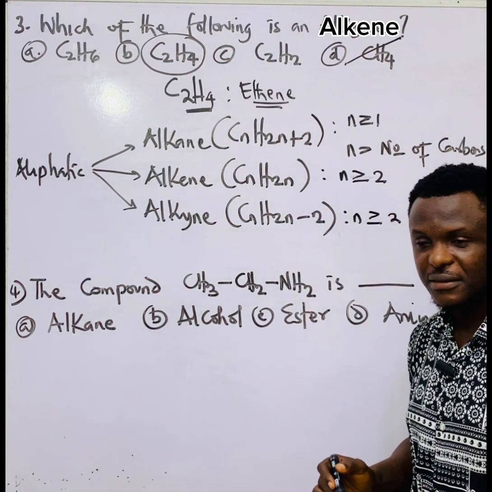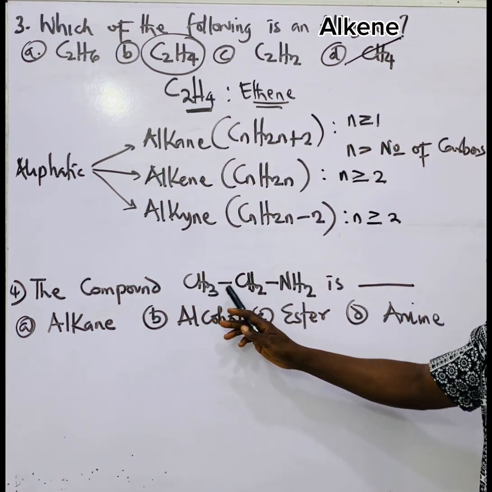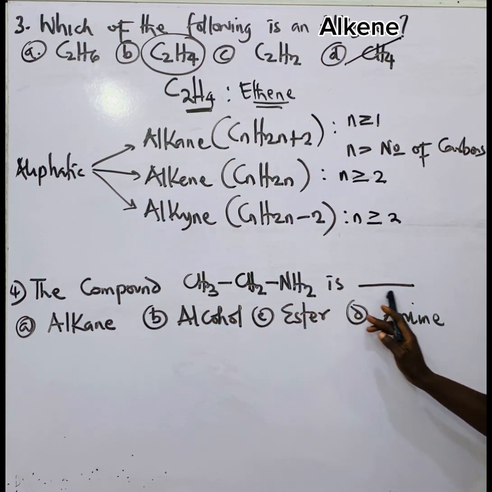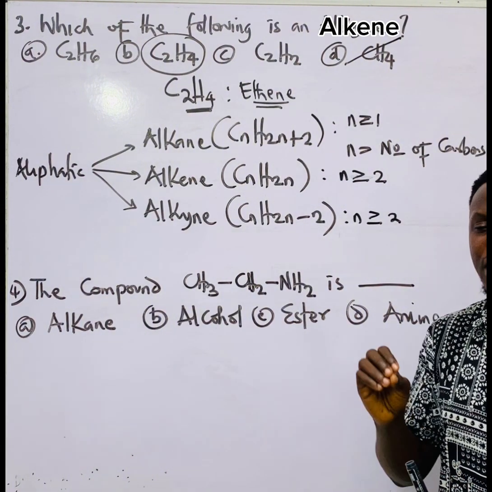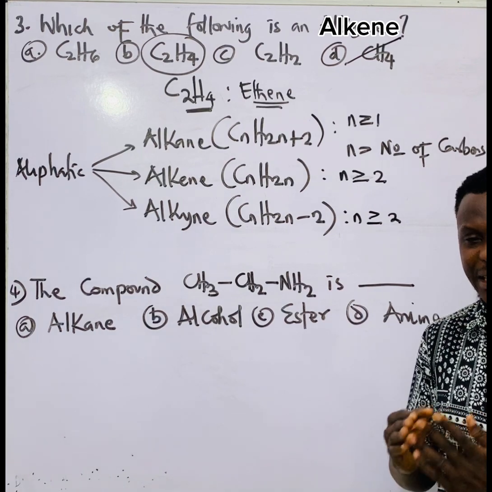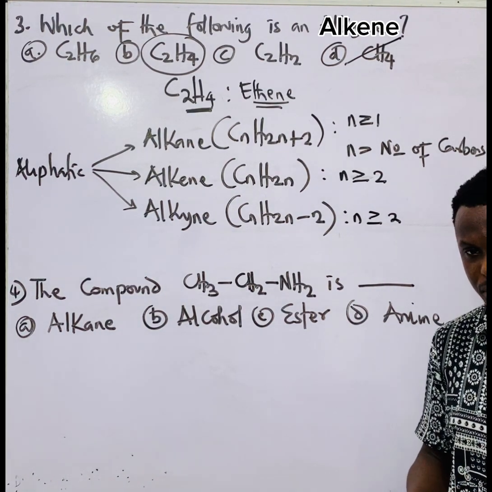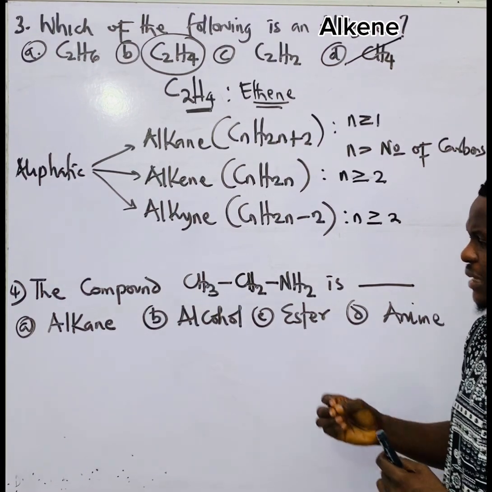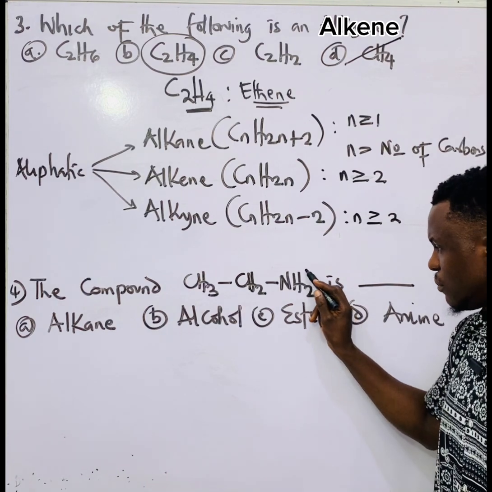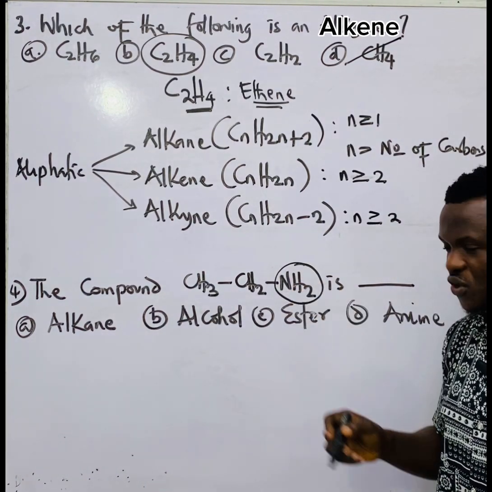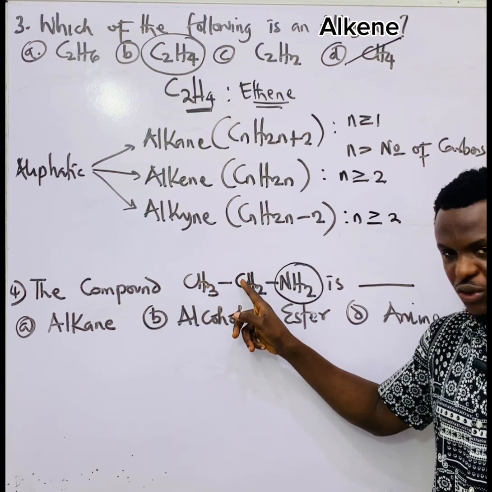As simple as that. Now the question here says, the compound C3CH2NH3 is dash. Now, remember I told us earlier that every organic compound has an identity. The identity is what we call the functional group, right? So anytime they give you a compound like this, what you should be looking out for is the functional group, which is this NH2.